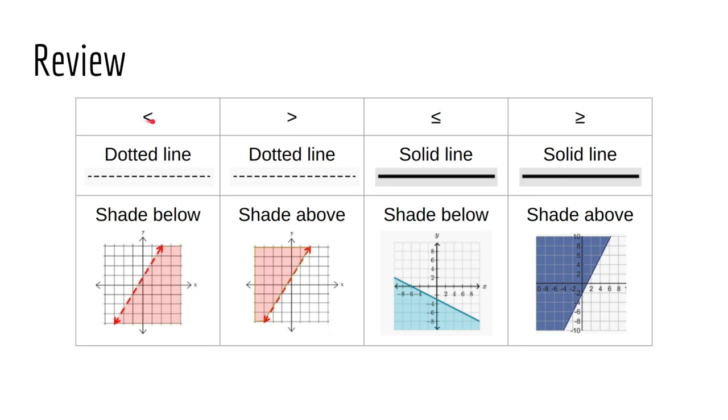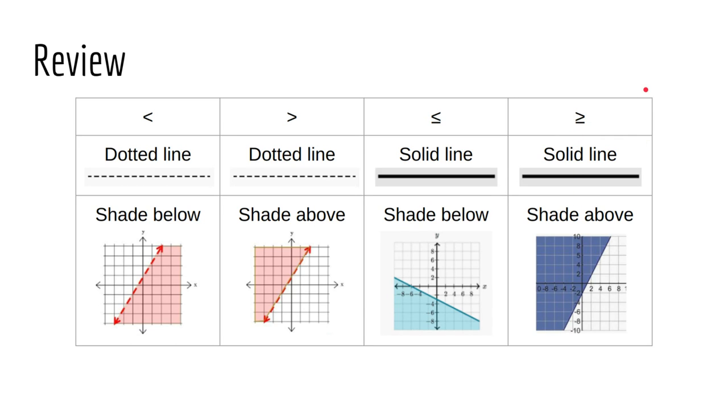So this is my less than symbol. My less than symbol is going to have a dotted line when we're trying to graph it, and we're going to have shading below. This right here is going to be my greater than symbol. We're also going to have a dotted line for this inequality, and we're going to be shading above. This is my less than or equal to inequality. It's going to be a solid line with shading below. And this is my greater than or equal to inequality, which is a solid line with shading above.